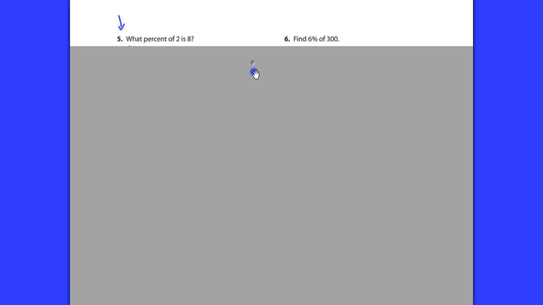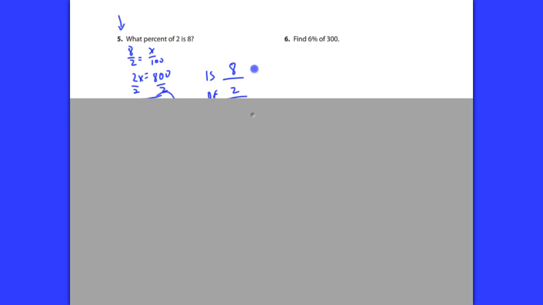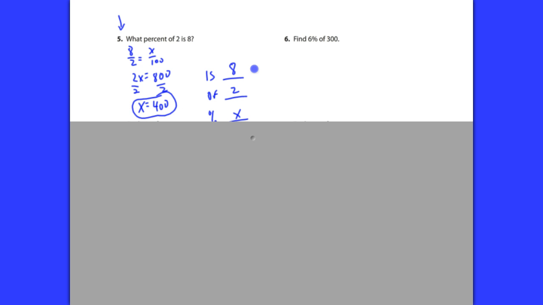All right, it says what percent of 2 is 8? If you worked it out, you should have set the proportion up 8 over 2 equals x over 100. You work that out to get 400 in the end there. And there's the work that I thought through, just like in the previous video. So go review that video if that doesn't make sense to you.